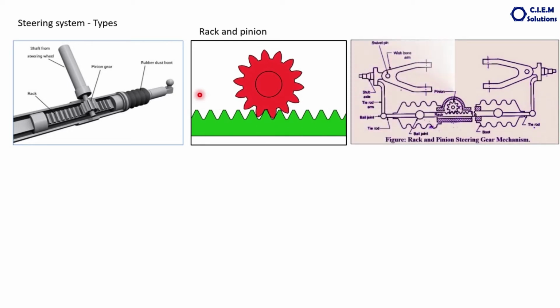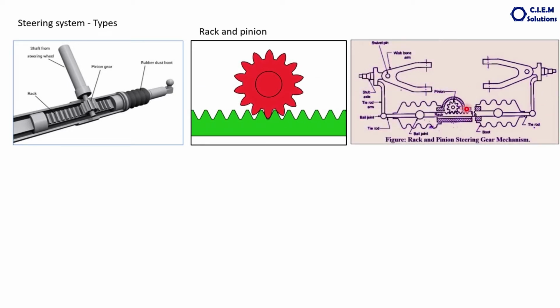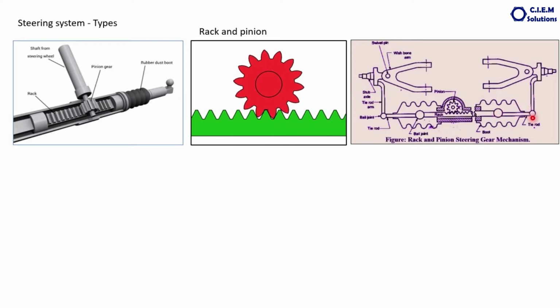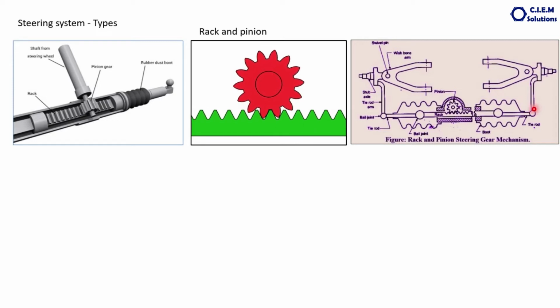This is the mechanism. All the components are rubber boots, tie rods, ball joints, and ball studs, etc. This is the wheel hub, and this is the steering linkage.